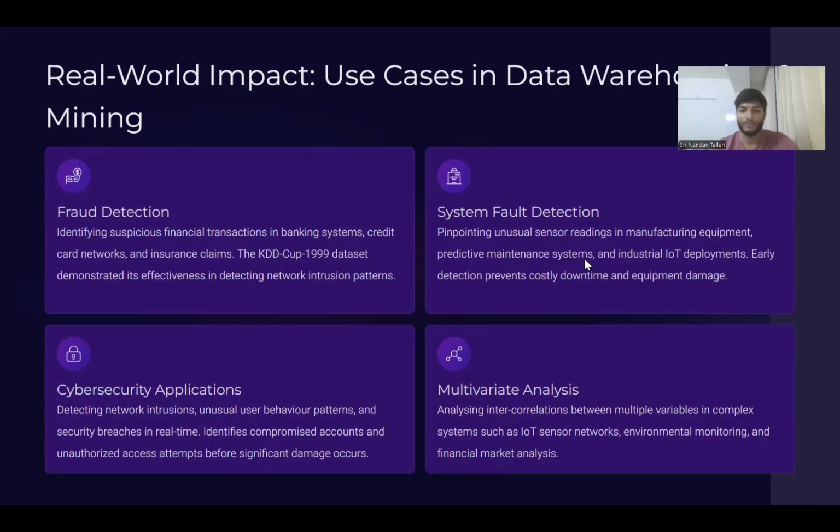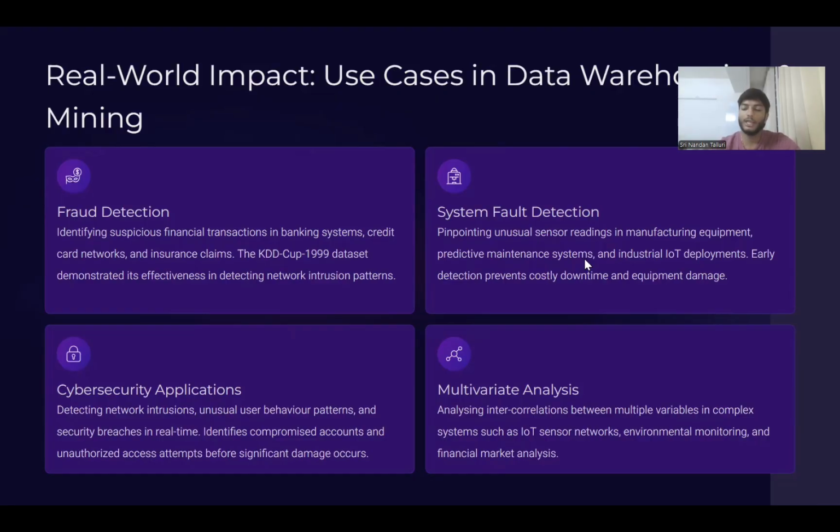In manufacturing, it monitors sensor data to detect early signs of machine failures. In cybersecurity, it helps identify unusual user behavior or network activity that could indicate a security breach. It is also used in complex systems where multiple variables interact, such as financial markets or IoT systems. This shows how versatile and impactful the algorithm is.